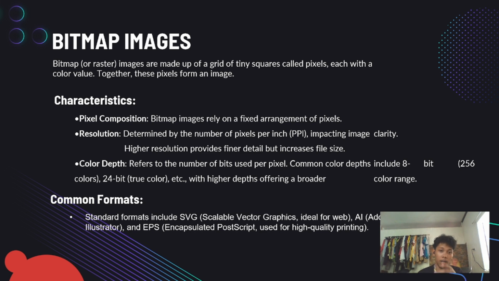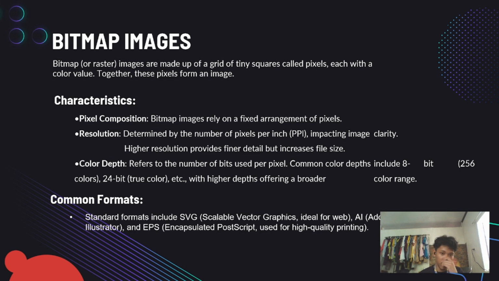So pixel composition: the image relies on a fixed arrangement of pixels. It depends on the color of each pixel in your picture. Resolution is determined by the number of pixels per inch, or PPI, impacting image clarity. High resolution provides finer detail but increases file size. So the higher your PPI, or pixels per inch, also called resolution, the more your file size increases. But the result is also clearer and nicer, unlike one with a small PPI. If your resolution is low, it is pixelated and looks blurry.